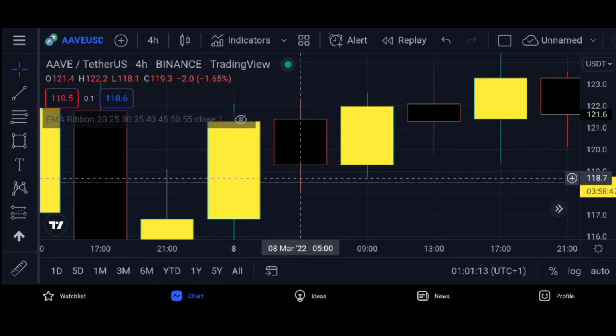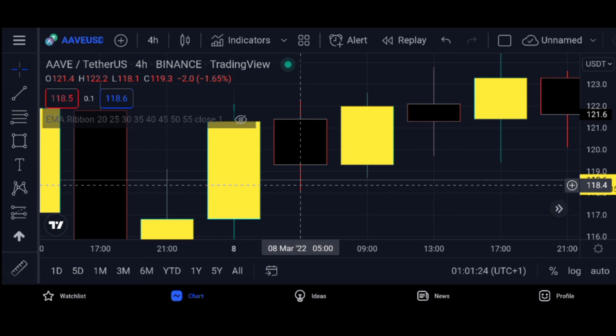Now this bearish candlestick right here. The bearish candlestick has basically the same things that a bullish candlestick has. The only difference is the opening and closing. Take note again, a bearish candlestick has the same things that a bullish candlestick has. The only difference is the opening and the closing price, right?